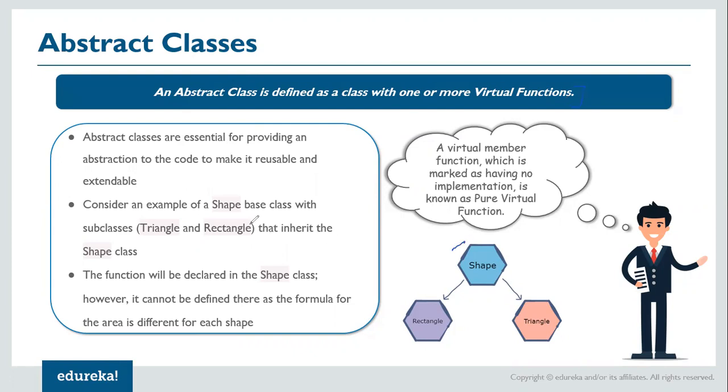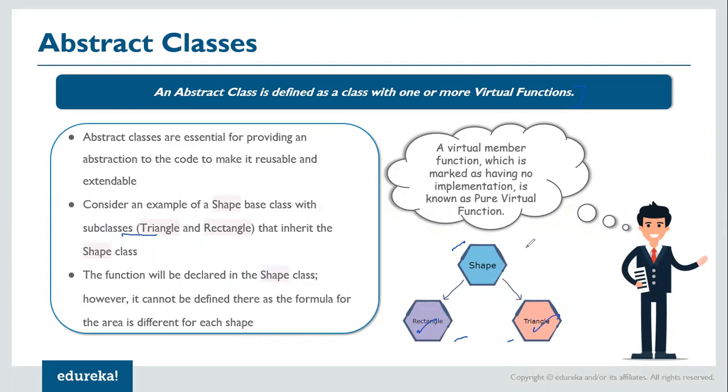Suppose you have a shape class. Consider an example of a shape class, which is a base class with subclasses triangle and rectangle. I have two subclasses that inherit the shape. Now the function will be declared in the shape class. However, it cannot be defined there, as the formula for the area is different for each type. So let's say I have a formula to find the area or the perimeter or whatever it is.